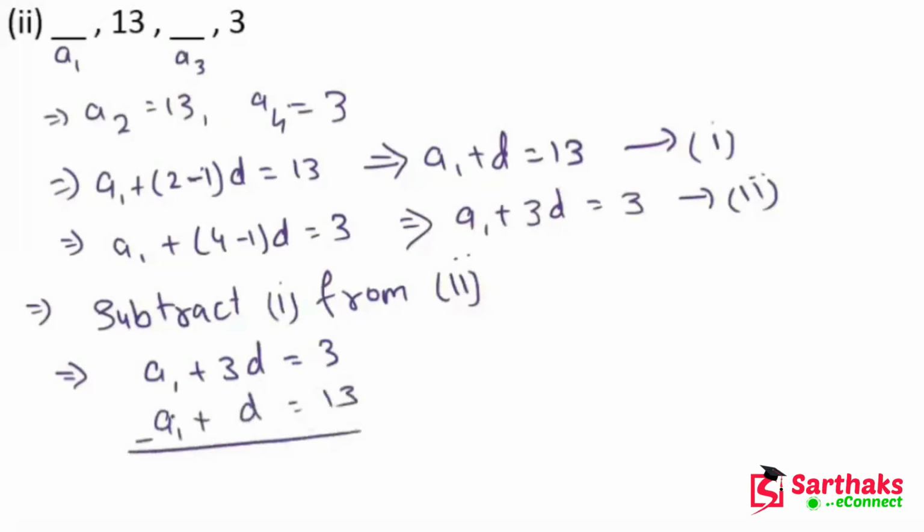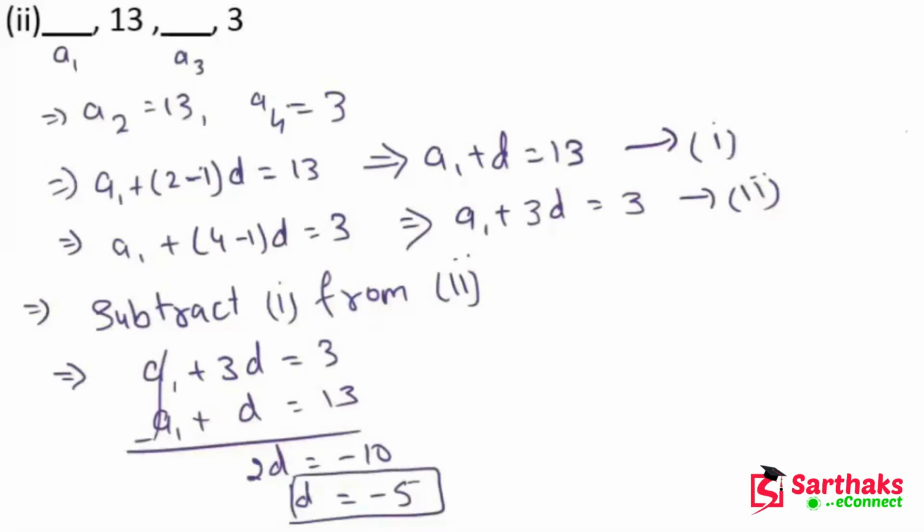Now if we subtract it, we get twice of D. And the value of D is minus 5. So now with the help of the value of D, we can find the value of A1. We know that D is equal to minus 5.